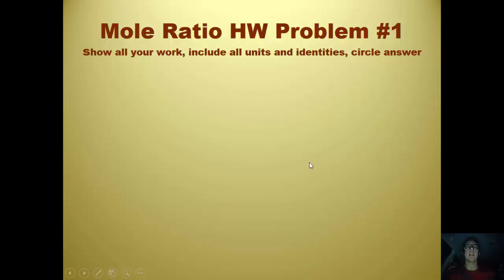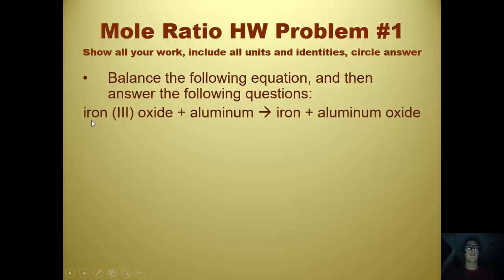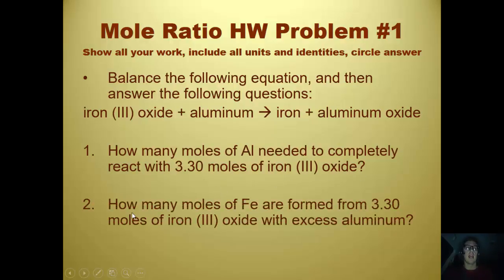So I'd like you to try this problem. Show your work. I want you to balance the following equation and then answer the questions. So you're going to write out iron 3 oxide plus aluminum yields iron plus aluminum oxide. You could absolutely do this. So after you've balanced that out, how many moles of aluminum are needed to completely react with 3.30 moles of iron 3 oxide? And how many moles of iron are formed from 3.30 moles of iron 3 oxide with excess aluminum?